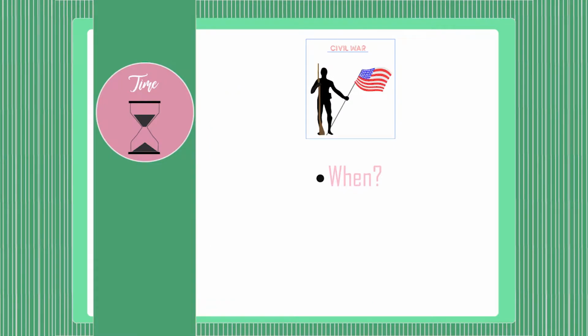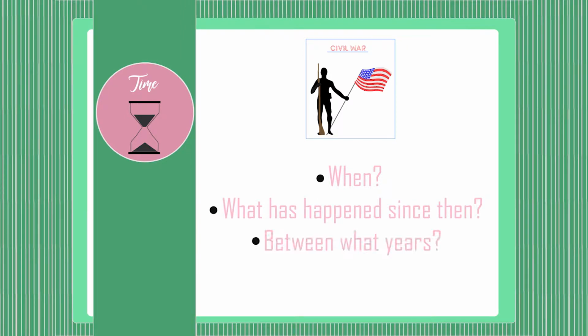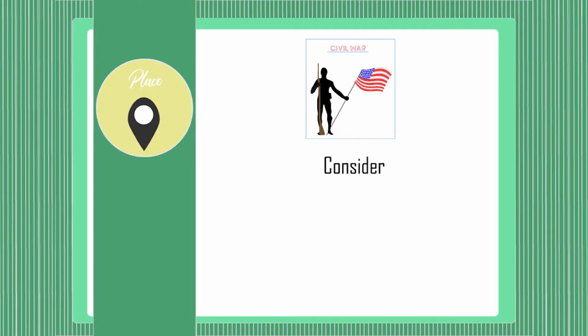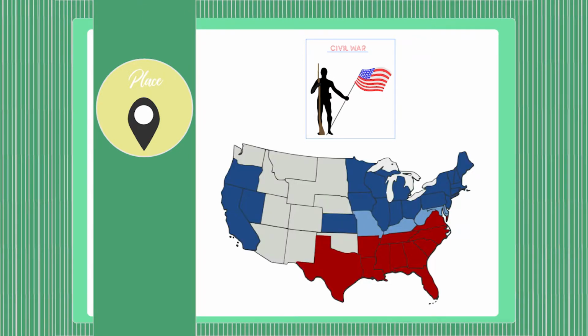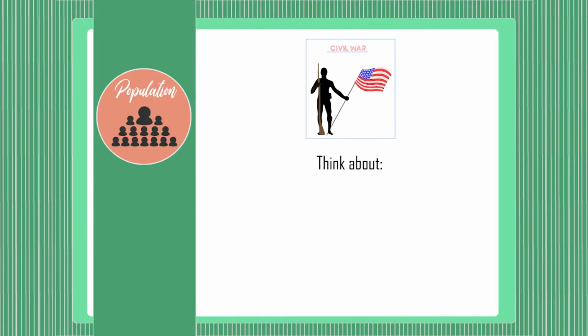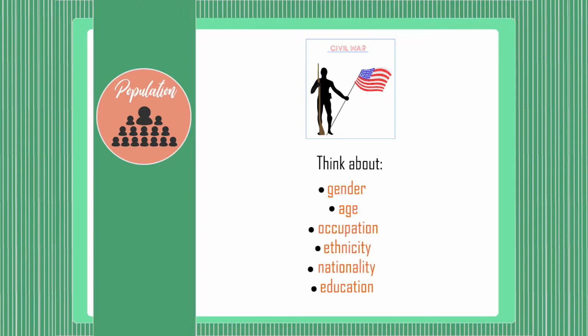Once again, if your topic is the Civil War, here are some ideas that might help to narrow the topic. Time. When? What has happened since then? Between what years? Instead of looking at the whole war, you could pick a specific year or event that took place. Place. Consider customs or traditions and language as well as geographic considerations. How did the location affect the outcome? What cultural influences were there?